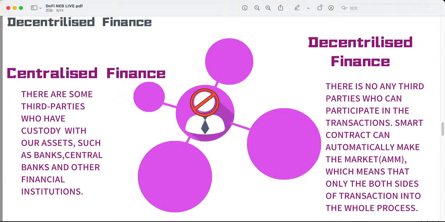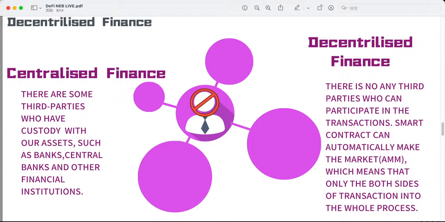So this tells us that when we execute the process, there are no third parties doing the transactions, and so there is no custody. Our assets are just executed by ourselves, and the smart contract executes this whole process.